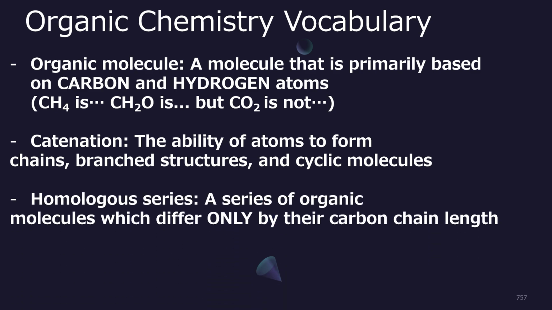So homologous series. This is a series of organic molecules which differ only by their carbon chain length. So we'll get into what that means later, but it just means you can have a particular type of organic molecule, and then you can just extend it by adding more carbons. And if you do that, we say that all of those belong to the same homologous series. They have similar chemical properties. It's just different molecular weights will eventually lead to some physical differences.